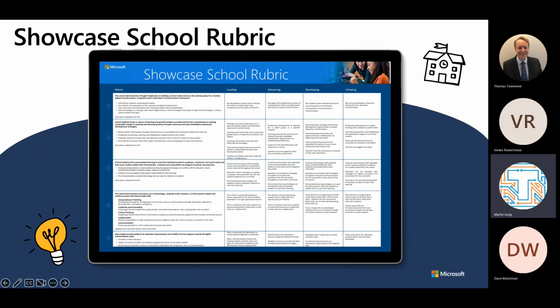The Showcase Schools rubric is something you will come back to continually throughout the time of being an incubator. But when you first start, you will be in the right-hand columns.